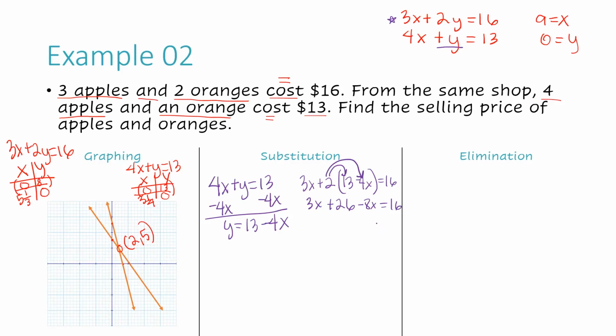All right. So now I'm going to continue to solve this, and I'm solving for x at this point, meaning get the x on one side of the equal sign by itself. That's my goal right now. So let's see. What terms can I combine? What things can I move around? I'm going to combine my 3x and my 8x and get a negative 5x plus 26 equals 16. Now I can move my 26 to the opposite side, and that gives me negative 5x equals negative 10. Now I'm going to divide by negative 5, divide by negative 5, and I get x equals positive 2.